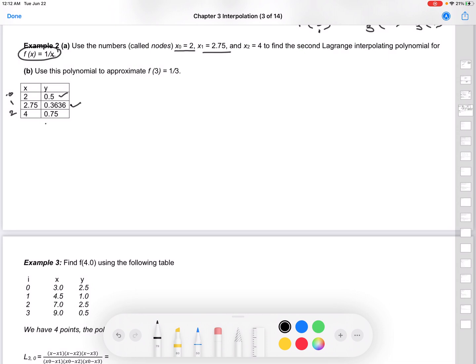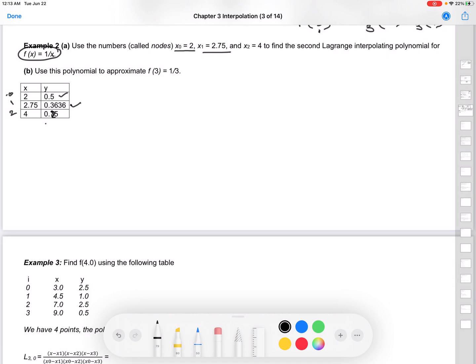When x equals 4, 1 over 4 is 0.25, right? 1 over 4 is 0.25, so there is a printing mistake in this one. 1 over 4 is 0.25. Okay, now what is happening?